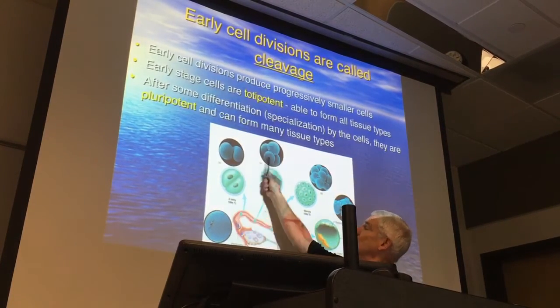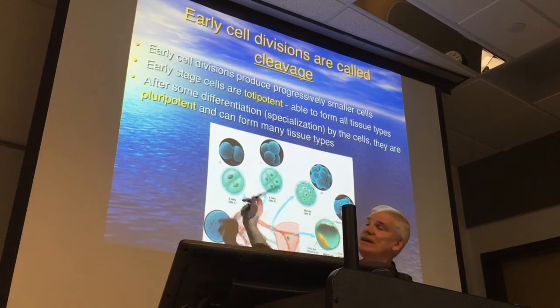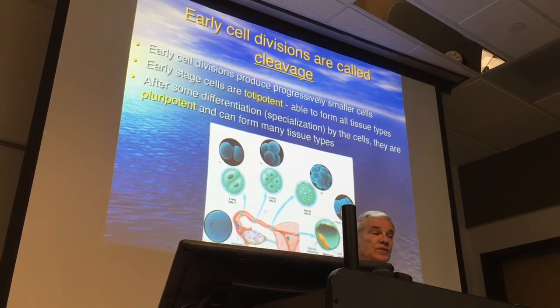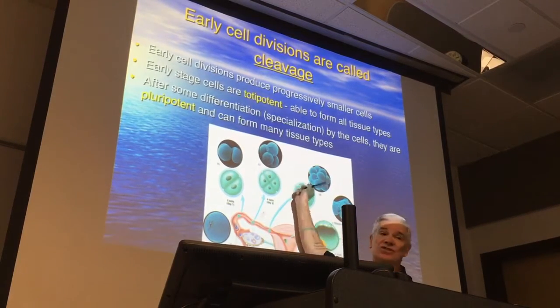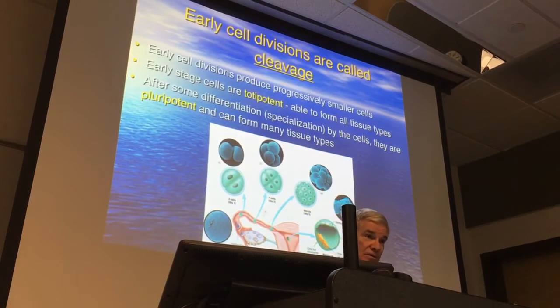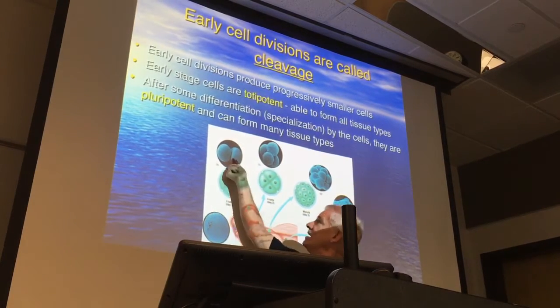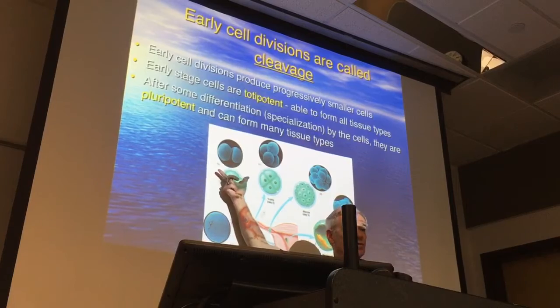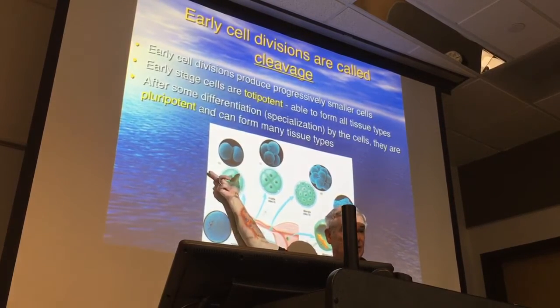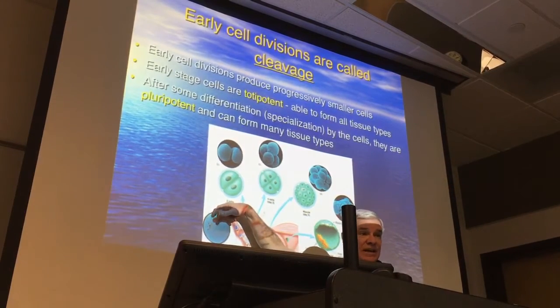And these are getting progressively smaller. Now, each of these cells, for the first few divisions, somewhere between 8 and 16 cells, are totipotent, which means they can form every tissue in the adult. So if these two become separated and each forms an embryo and an individual, you end up with identical twins because they're formed from the exact same cell.